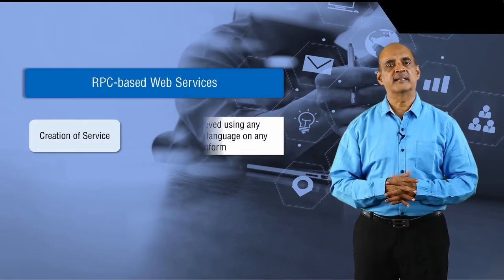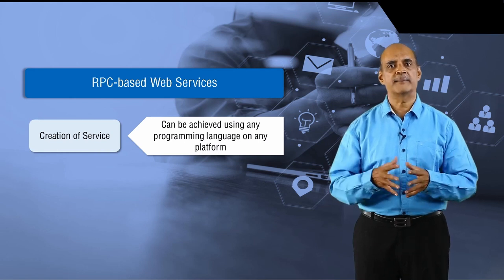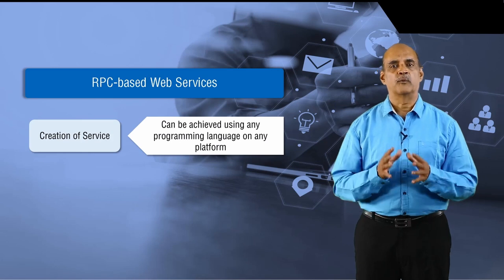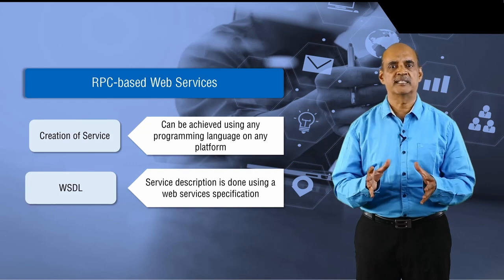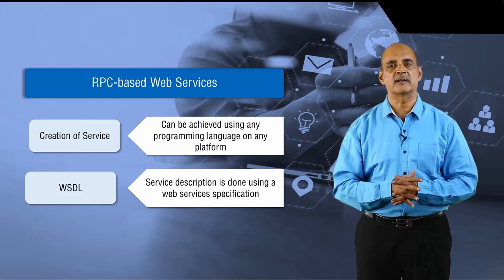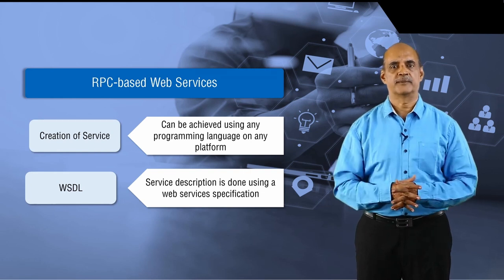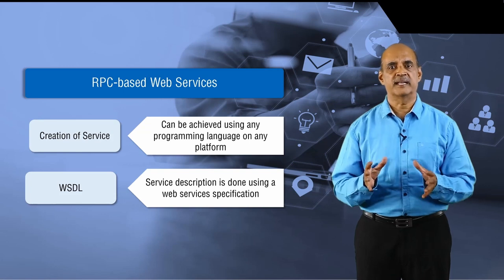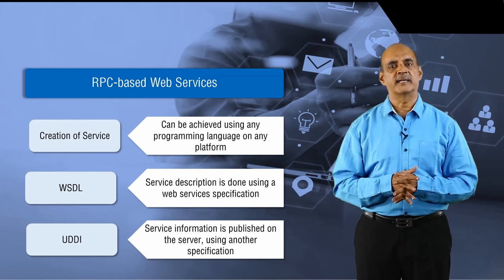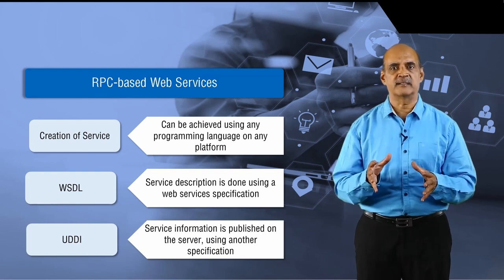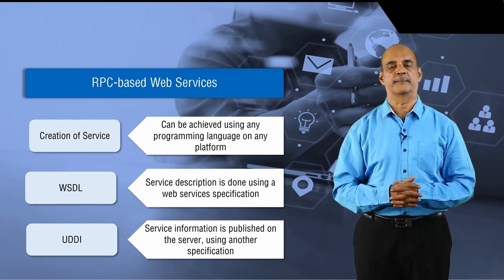While service creation is an application development work and can be achieved using any programming language or any platform, once the service is created, the service description is done using a web services specification called WSDL. Next, the service needs to be published. For the publication of the service, a brokering application is necessary. The service information in the XML format is published on the server, and this uses another specification called the UDDI.